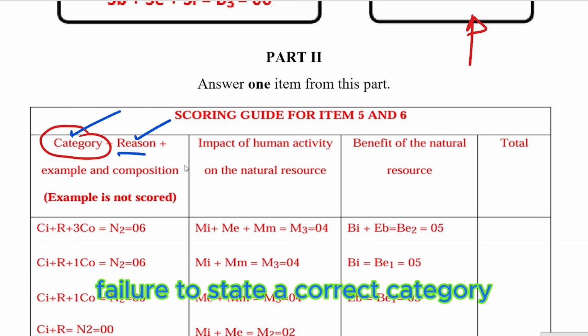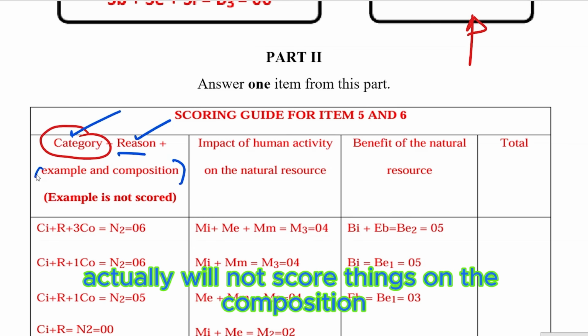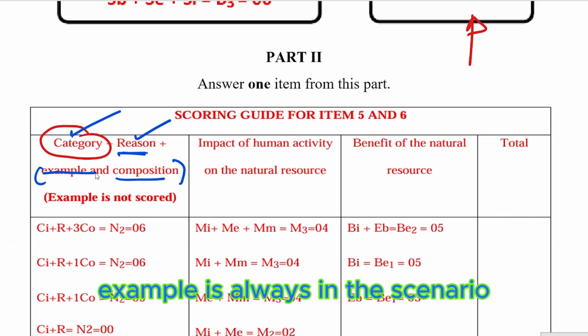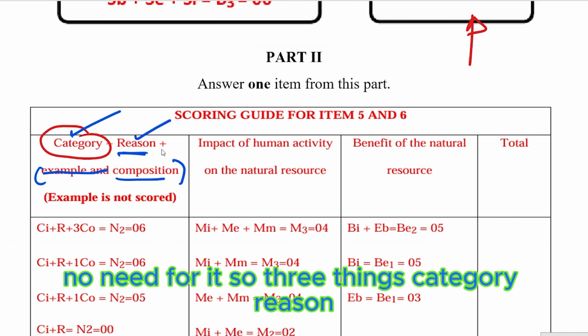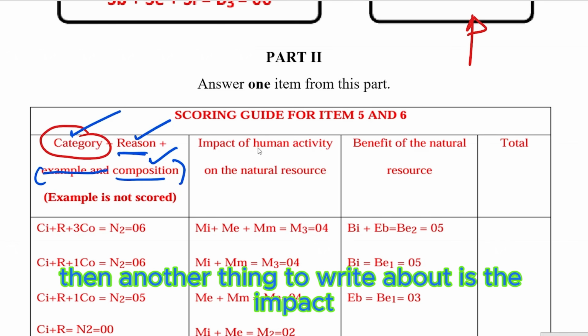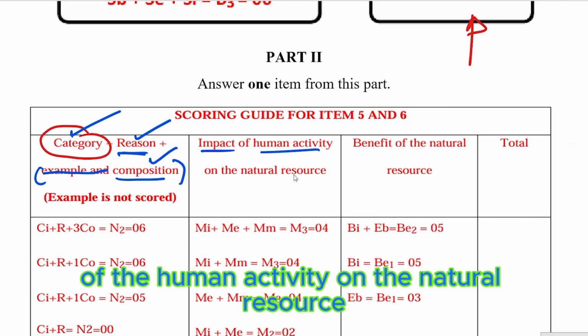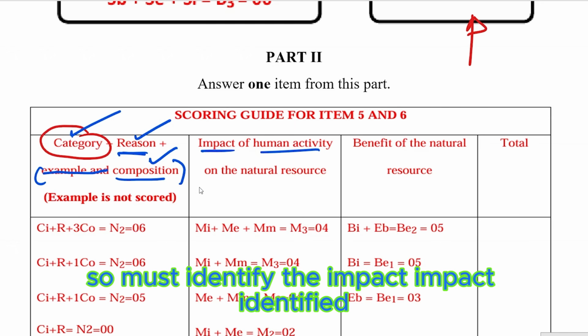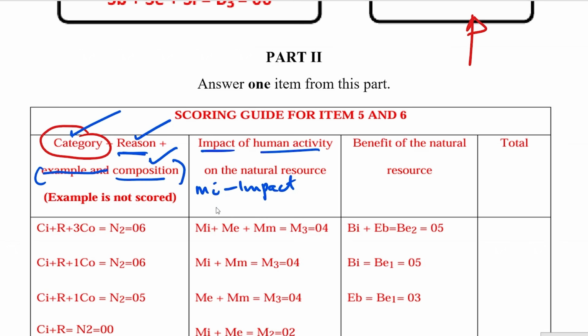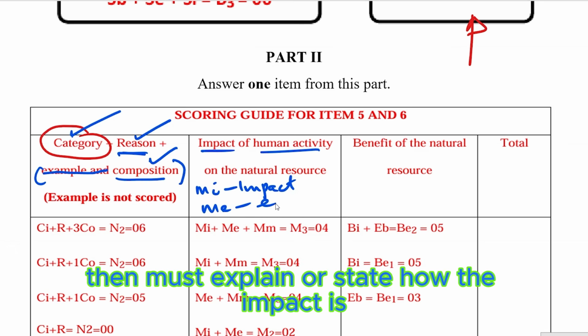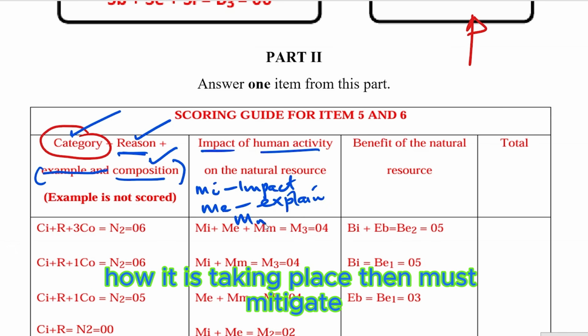Failure to state a correct category actually will not score things on the composition and the reason. Of course, example is always in the scenario, no need for it. So 3 things: category, reason, composition. Then another thing to write about is the impact of the human activity on the natural resource. So must identify the impact identified, then must explain or state how the impact is, how it is taking place, then must mitigate.